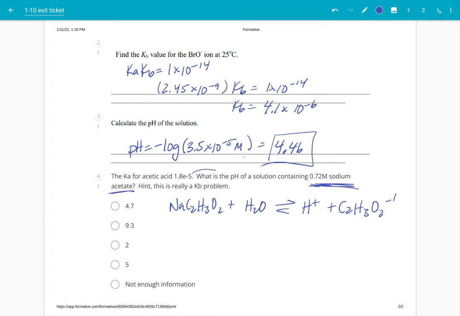Since this is a Kb problem, I would go ahead and automatically, using my Ka times Kb equals 1 times 10 to the negative 14, figure out what my Kb is. So 1e negative 14 divided by 1.8 e negative 5. Helps if I don't typo. I found that to be 5.56 times 10 to the negative 10. And I like to do that right at the beginning so my brain realizes that it is actually going to be a Kb problem.